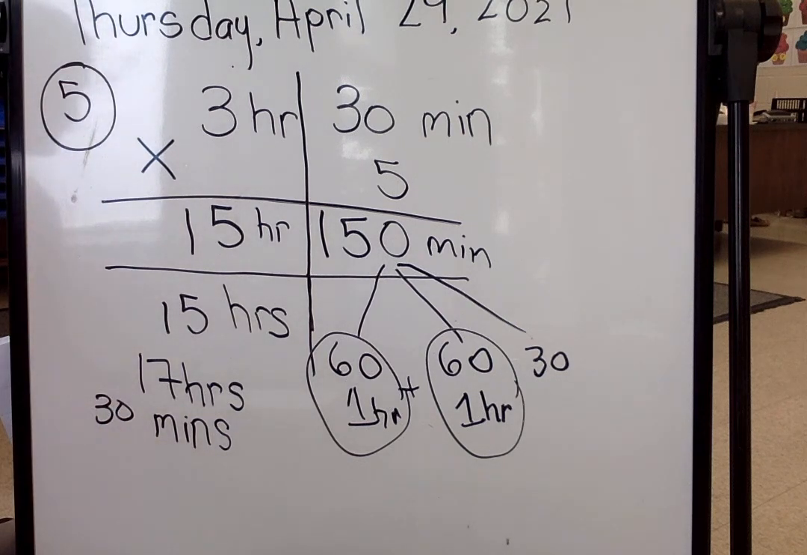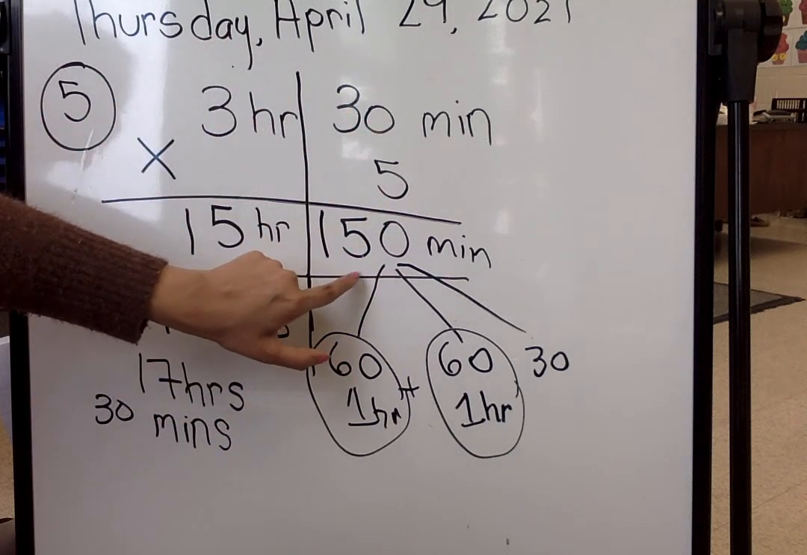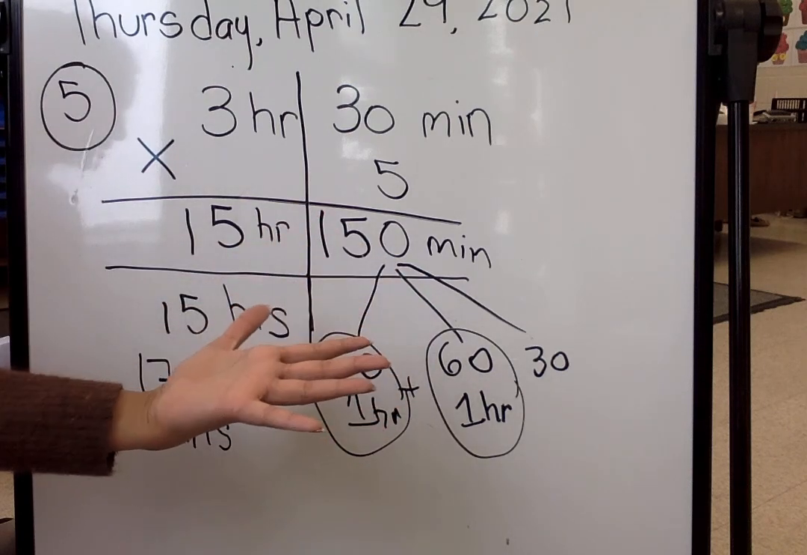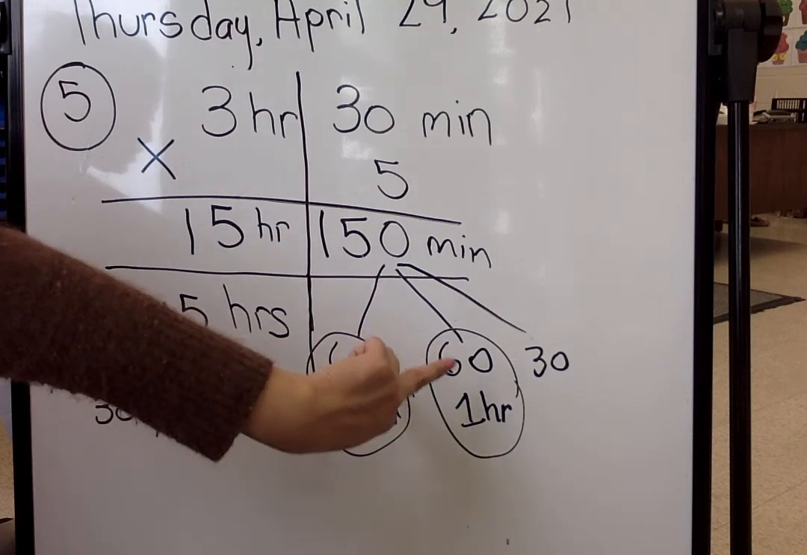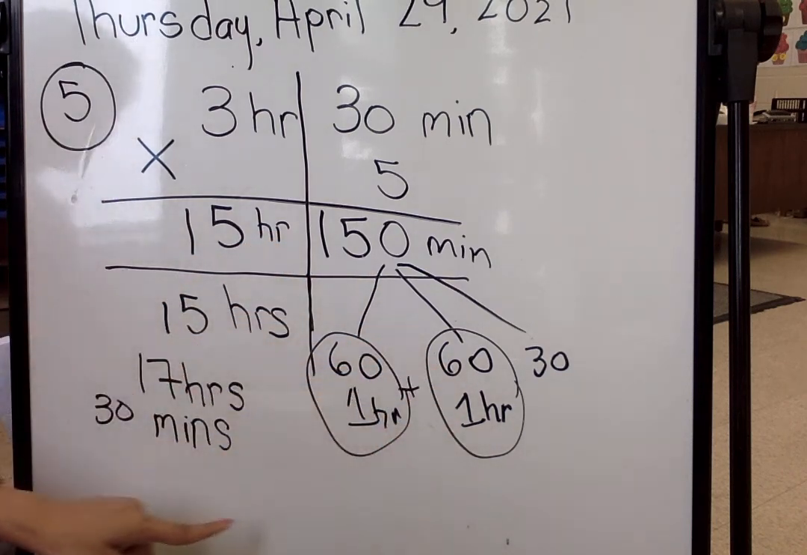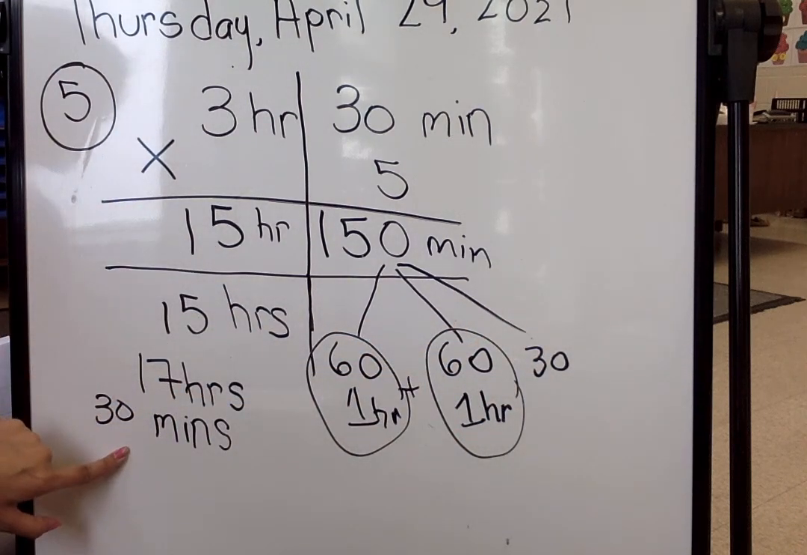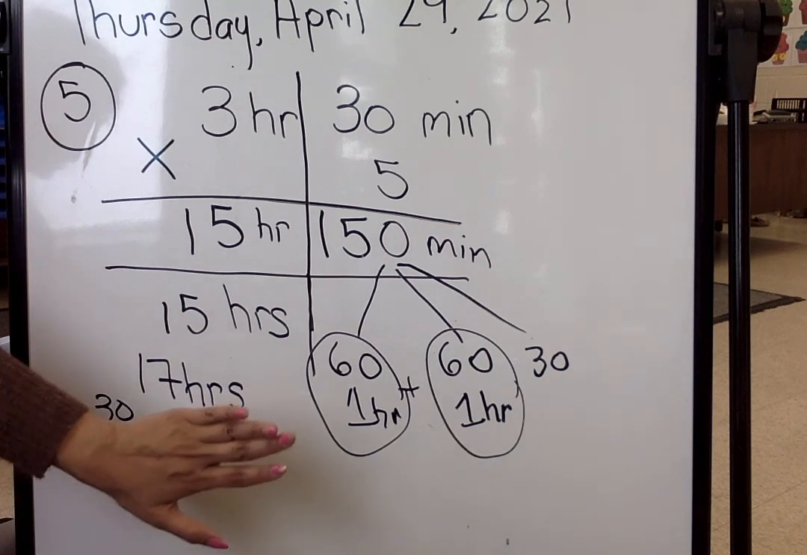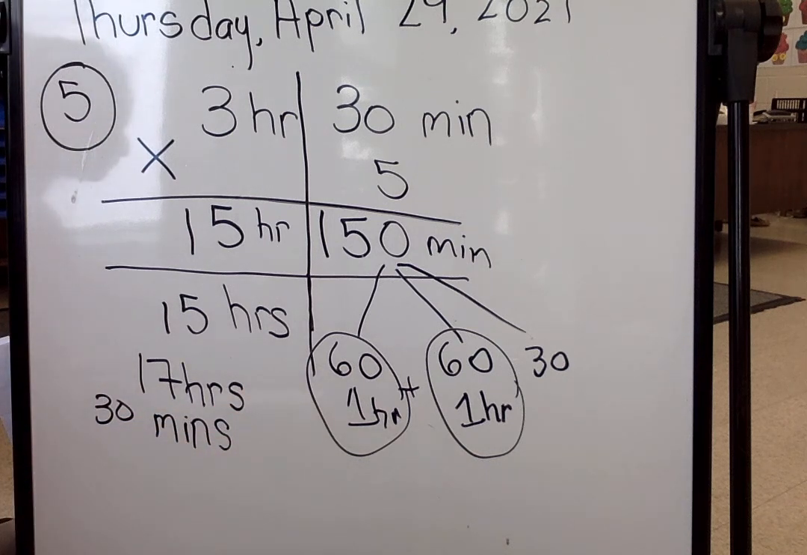Does that make sense? The reason I had to do this question with you was so that you could see that we take out, so we do not leave 150 minutes because that doesn't really make sense. Because in 150 minutes, there were 2 hours hidden. So we had to take those out and combine our hours with our hours. So we were left with 17 hours and 30 minutes. Does that make sense? Okay, remember to write your sentence that he spent 17 hours and 30 minutes painting his house. That was question 5.